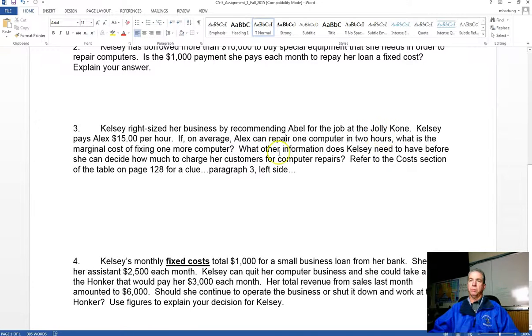One computer in 2 hours. What's it going to cost to fix 1 more computer at $15 per hour? And I just gave you a big hint right there. The second part of that question is, what other information will Kelsey need to have before she can decide how much to charge her customers to repair the computers? I'm asking you to go to the costs section of the table on page 128 for a clue. There's a big table there. There's a cost section with 4 different costs, and you want to take a look at that table. And here's a further hint: look at paragraph 3 on the left side of the book and check that out in your group and use that information to answer those 2 questions for part 3.